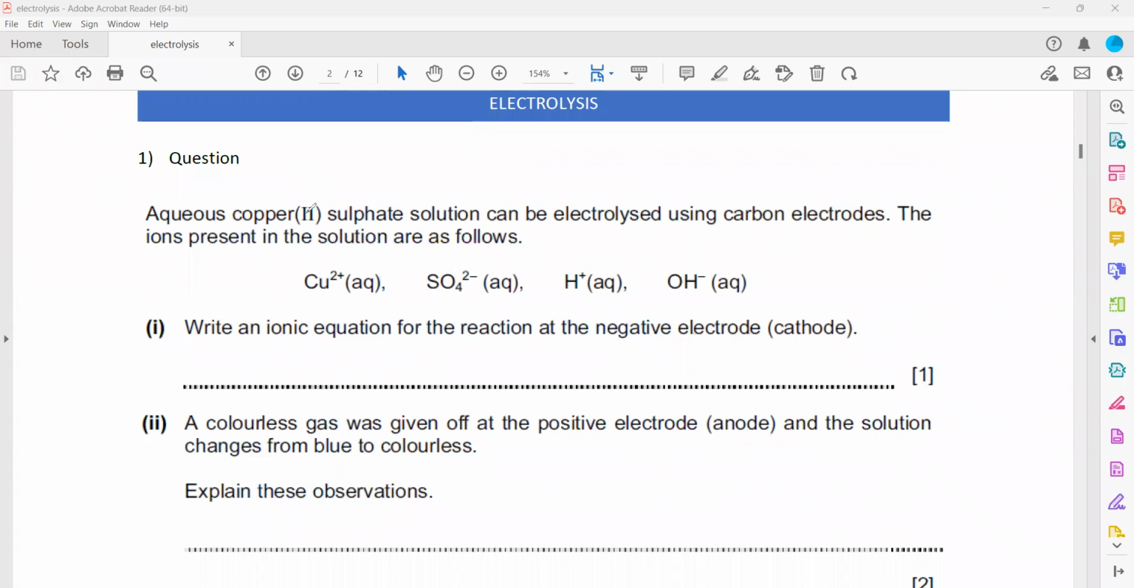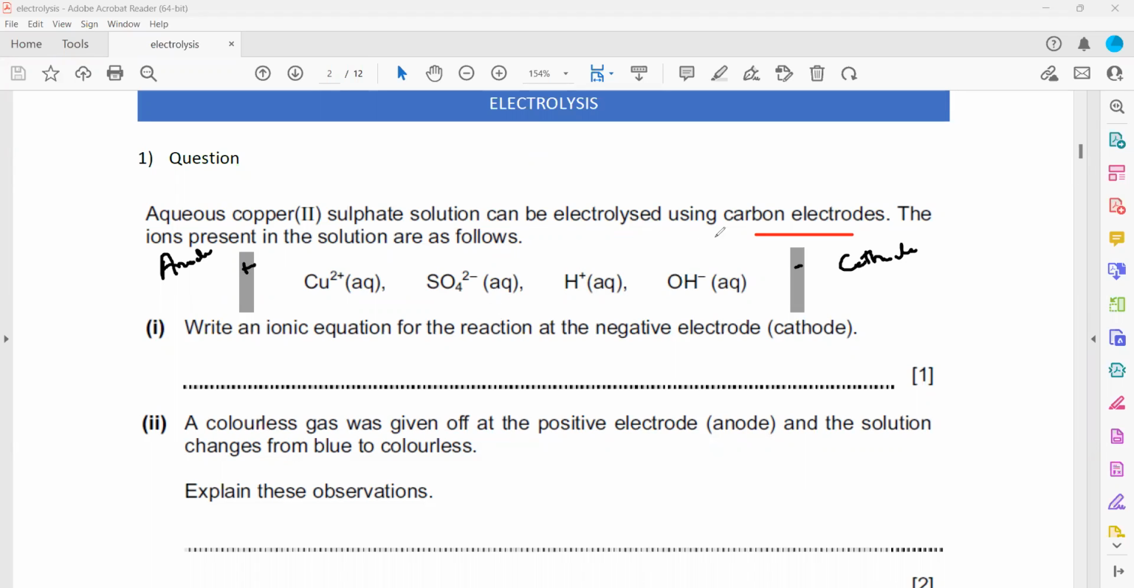In the first question, aqueous copper(II) sulfate solution is electrolyzed using carbon electrodes. So if you are doing electrolysis of aqueous copper(II) sulfate using carbon electrodes, the anode is made up of carbon, the cathode is made up of carbon as well, and the solution contains these ions. The one connected with the positive terminal is the anode, and the one connected with the negative terminal is the cathode.